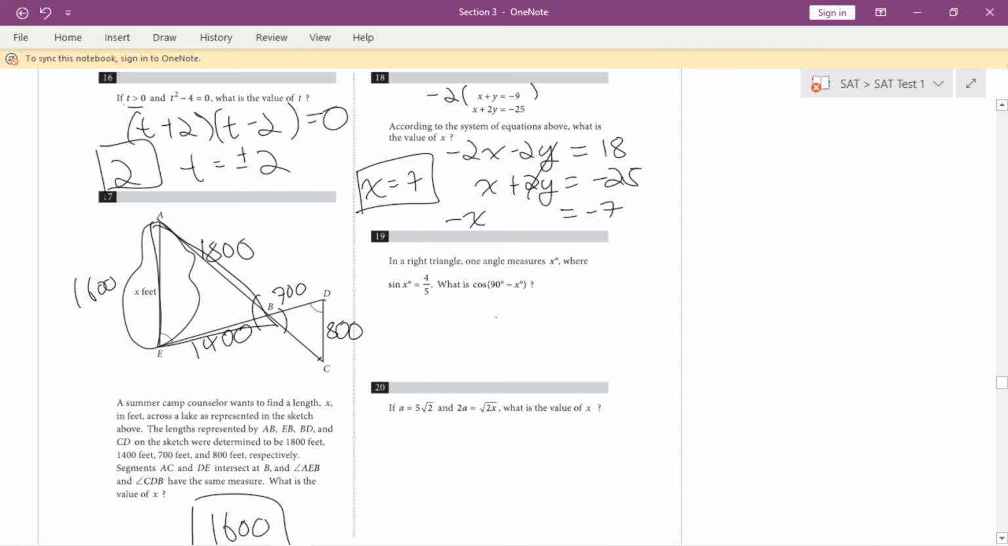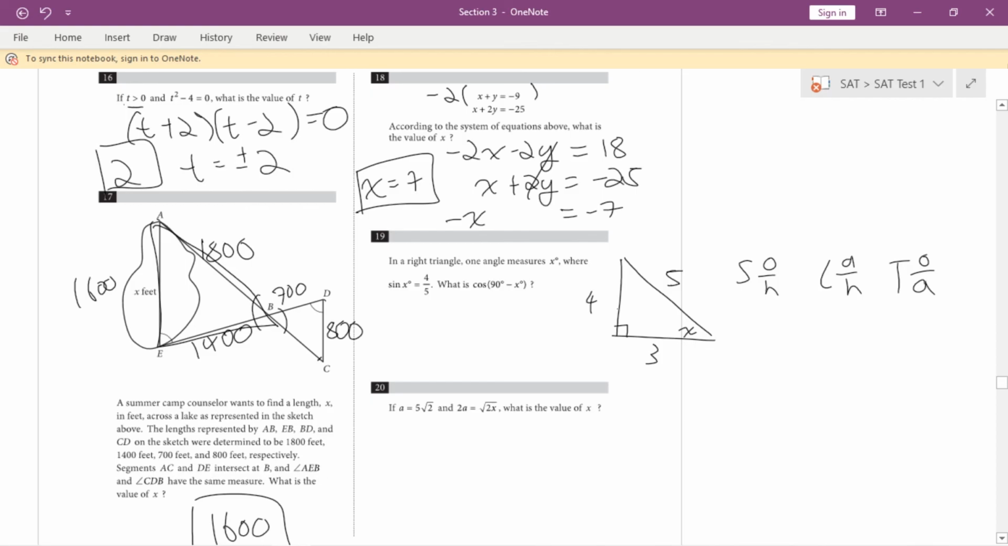Great. Number 19. In a right triangle, one angle measures x degrees, where sine of x is equal to 4/5. What is cosine of 90 degrees minus x? So I'm going to draw a right triangle. I'm going to call this angle x. They tell me the sine of x is equal to 4/5. Well, sine is opposite over hypotenuse, so opposite is 4, hypotenuse is 5. This is actually a 3, 4, 5 triangle, so I'll finish writing that in too.